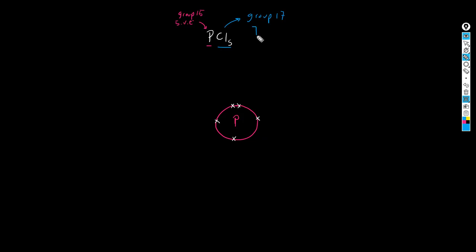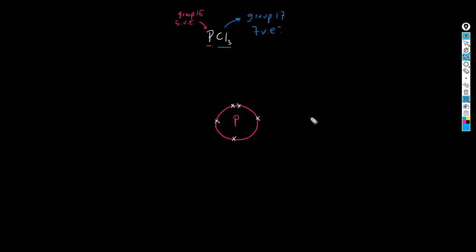And then for chlorine, chlorine is a group 17 element. Being a group 17 element, chlorine has 7 valence electrons. Now we have, let me not do PCl5, I'm sorry, let's do PCl3, and we'll discuss why PCl5 exists later on in the chapter. But doing PCl3, we have 3 of these chlorines that have 7 valence electrons.